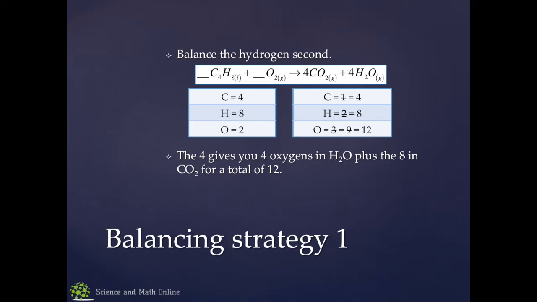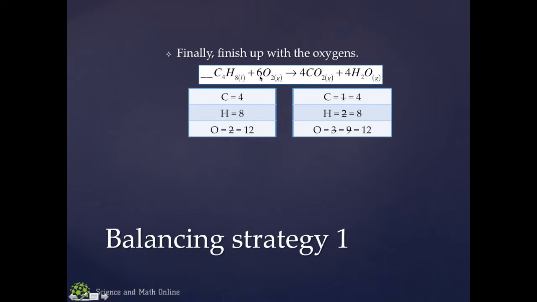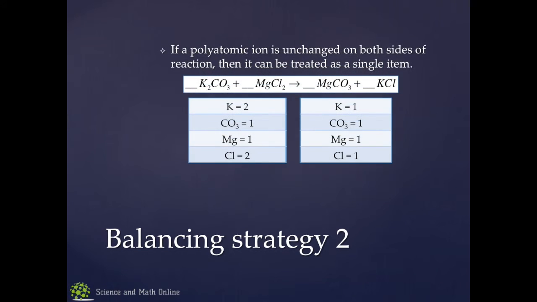Okay. Now I can balance the oxygens. I have 12 over here and only 2 over here. So I can put a 6 right there. Now the oxygens are balanced and I'm done. By saving the oxygens for last, they're easy. But if you try to do them early on, it just creates a huge headache. So save it for last. That's strategy number 1.